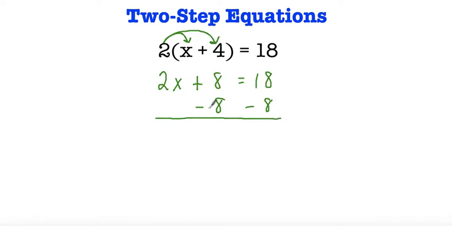And the positive and the negative 8 cancel each other out, so those are 0. So we have 2x, and then here we have 18 minus 8. So 18 minus 8 is 10, so 2x is equal to 10.